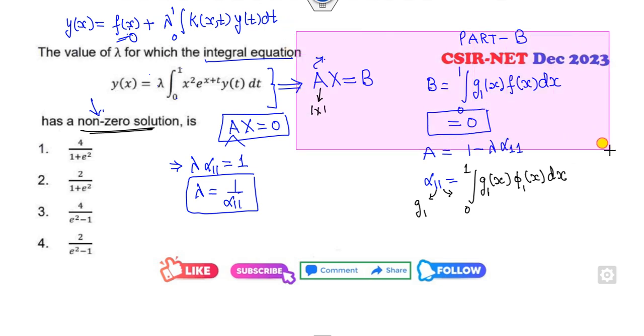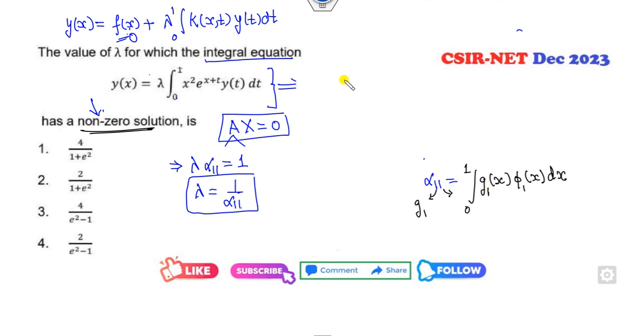So what is the value of alpha 1 1? I can substitute here. This is the integral from 0 to 1 of g1. What is g1? e raised to power t. What is my phi 1? x square e raised to power x. So I can substitute g1 of x, e raised to power x, times x square e raised to power x.